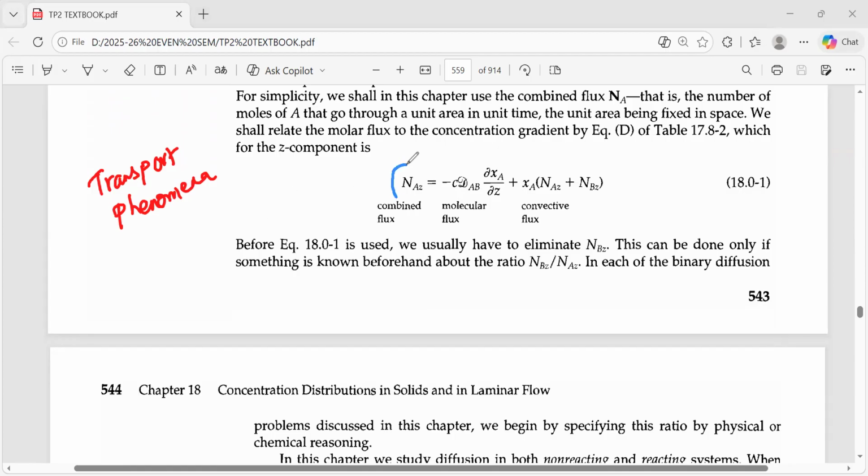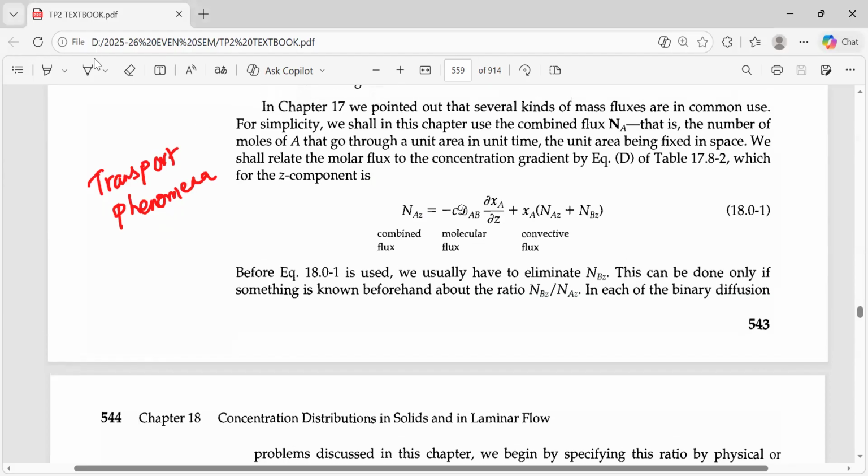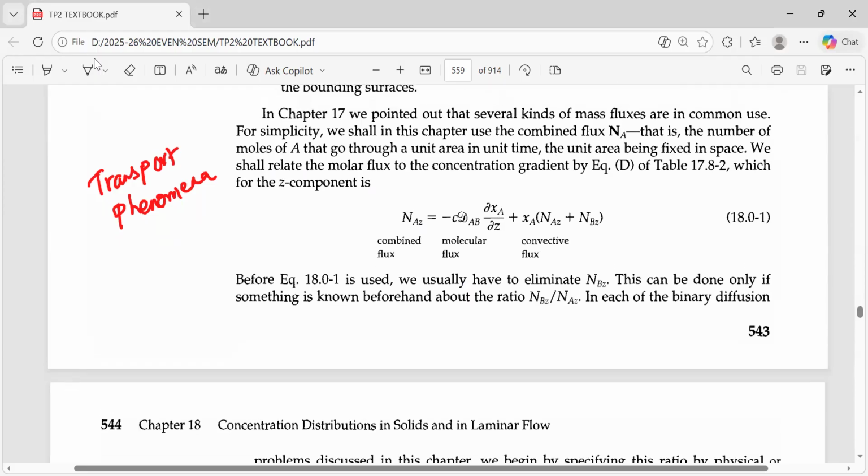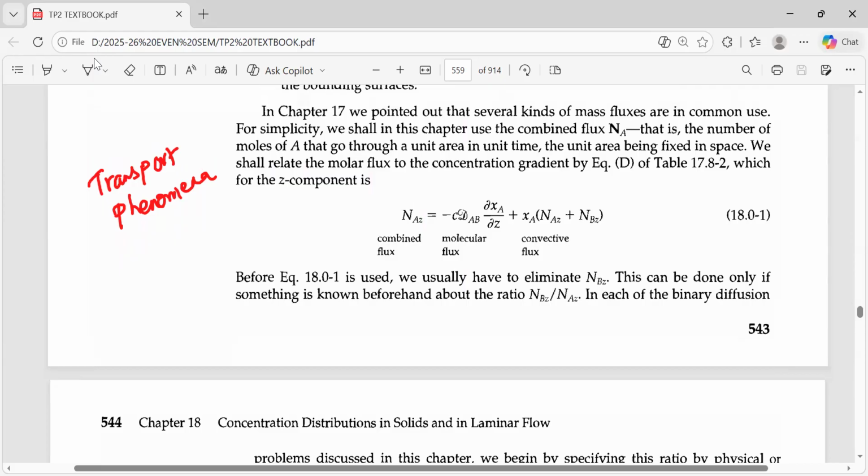This NAZ, what you see here in the circled portion, is known as the combined mass flux. It's a combined flux. What does NAZ represent? NAZ represents the number of moles of A that go through a unit area in unit time. So this is the basic part of the understanding of NAZ.